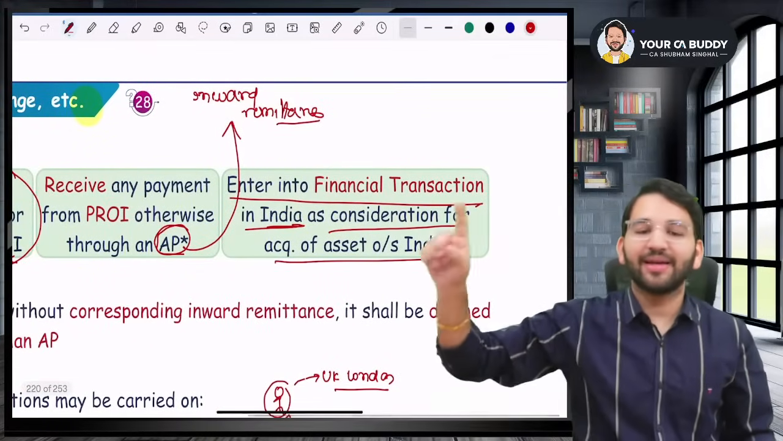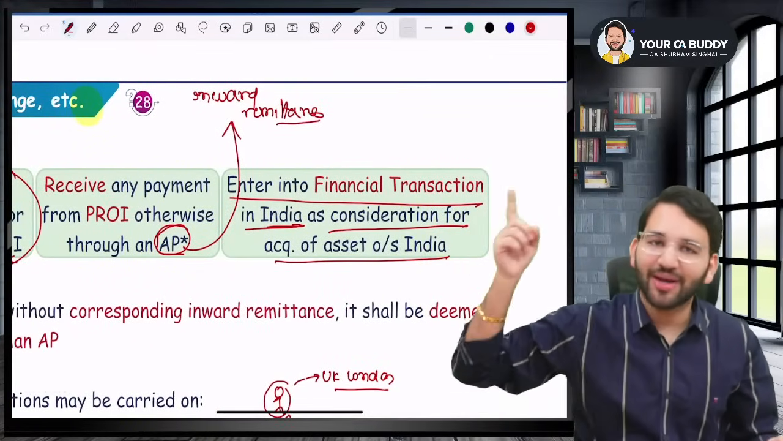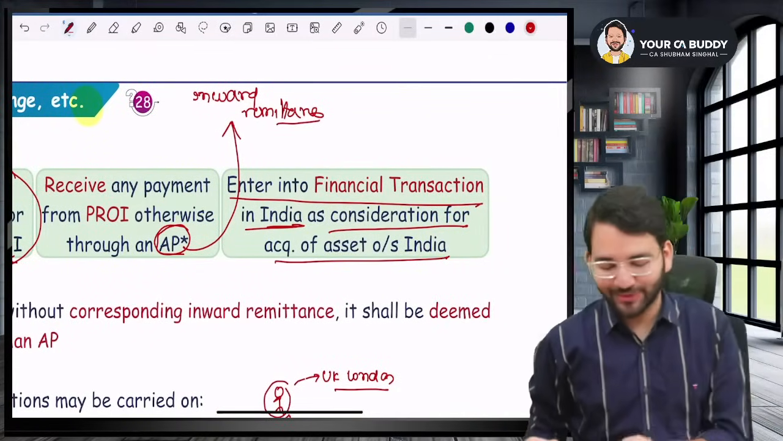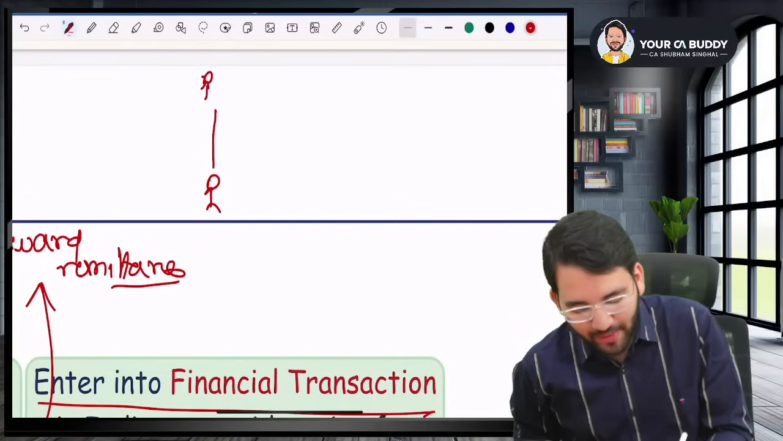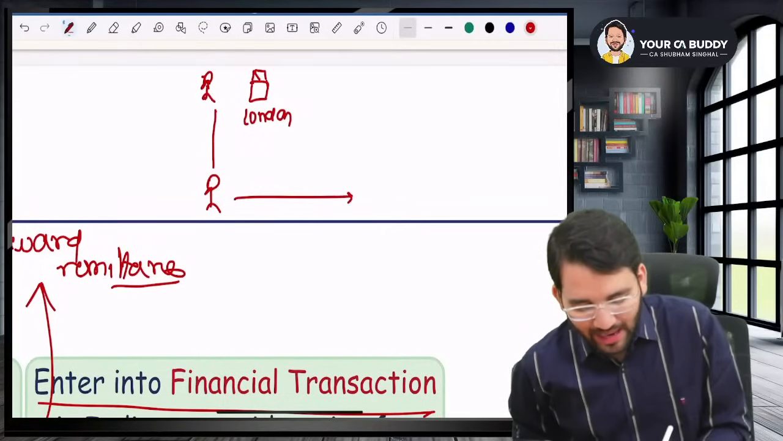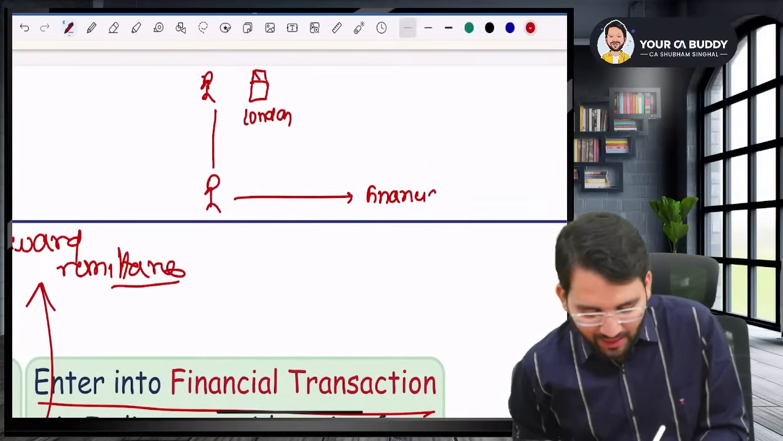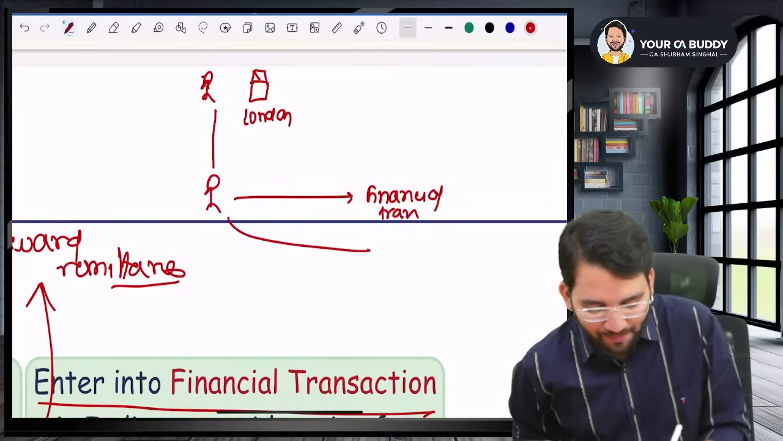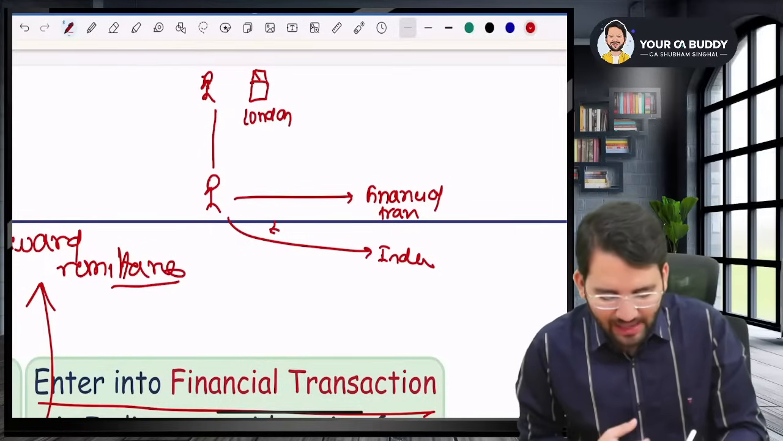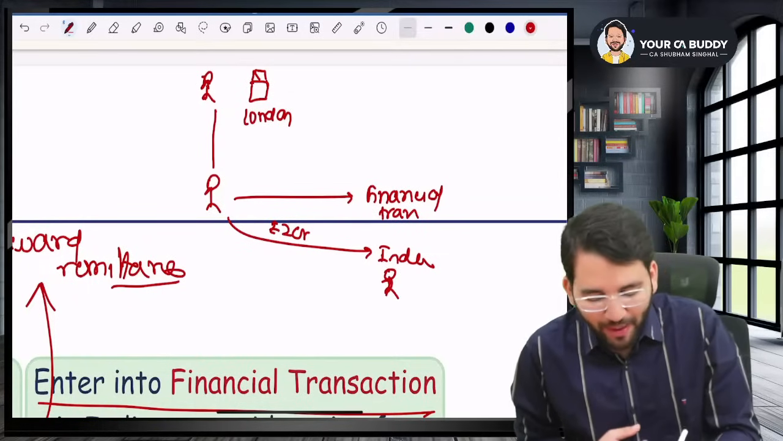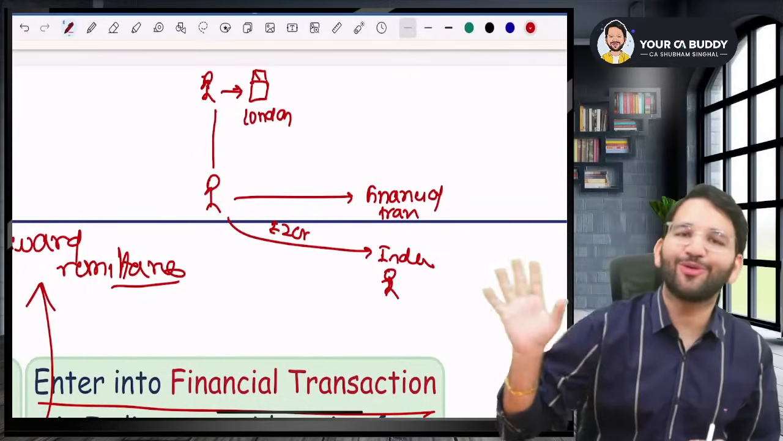Number four, you shall not enter into a financial transaction as a consideration for acquisition of an asset outside India. For example, I cannot say to Rishabh Bhaiya, you buy a property for me in London and here I will make a financial transaction, that is, I'll pay on your behalf in India. I cannot say, Rishabh Bhaiya, in India I'll pay 2 crore rupees to your dad, you buy a property for me in London. No, you cannot do such a transaction.